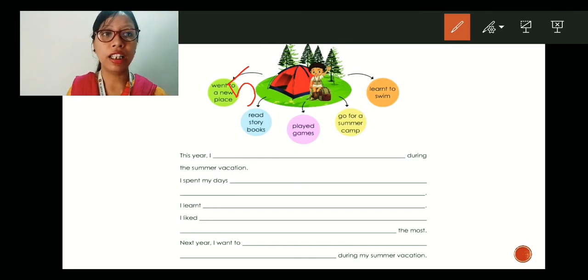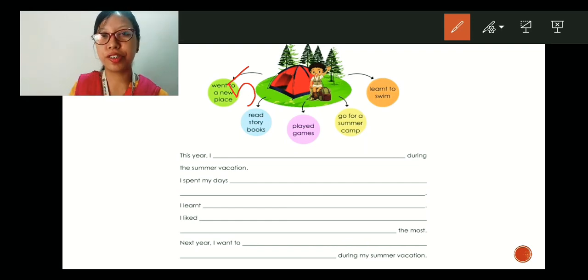This year I go for a, you cannot write go, okay, you have to write went. This year I went for a summer camp during the summer vacation. I spent my days reading storybooks. I learned to swim. I liked playing games the most. Next year I want to visit a new place during my summer vacation. So this is how you're going to write.